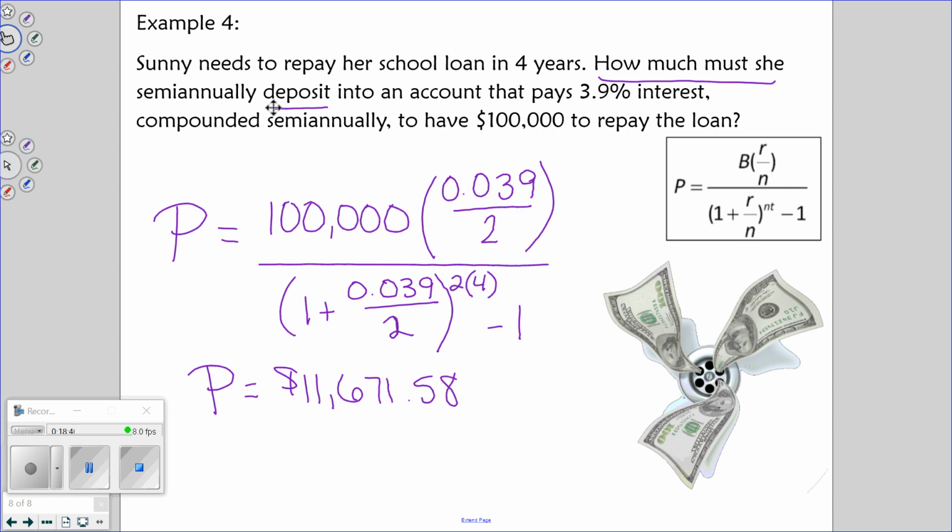All right. Questions on these two formulas, whether it's single or periodic, and how to tell the difference? Good? Yeah?